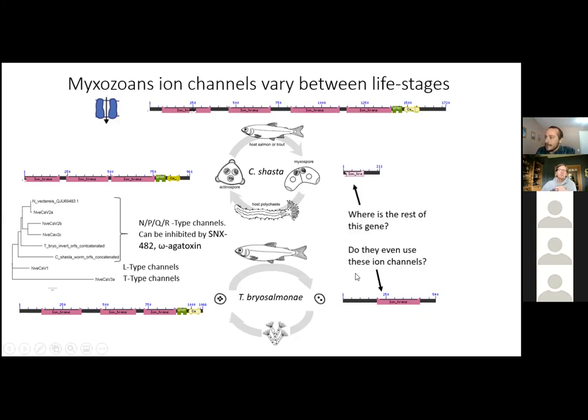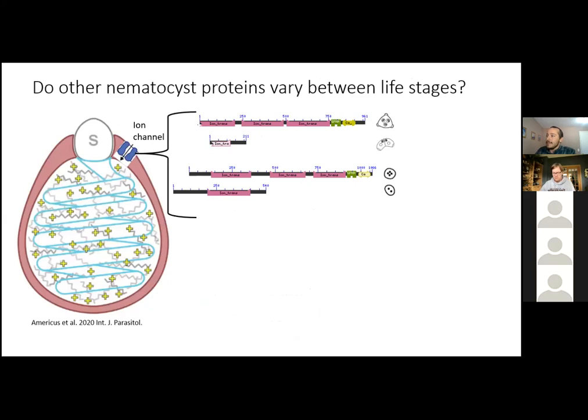So it's kind of been an ongoing question for me, like, where is the rest of these genes? Do these myxospore stages even have these ion channels? Are they using something else to attach to the invertebrate stage? Do they even need to attach to the invertebrates with nematocysts? They seem to have these things, but are they even using them? This finding raised a lot of questions for me. And I guess I was kind of curious, like, am I just crazy here? Is my data bad? Why is it that we're finding totally different genes between the same organism?